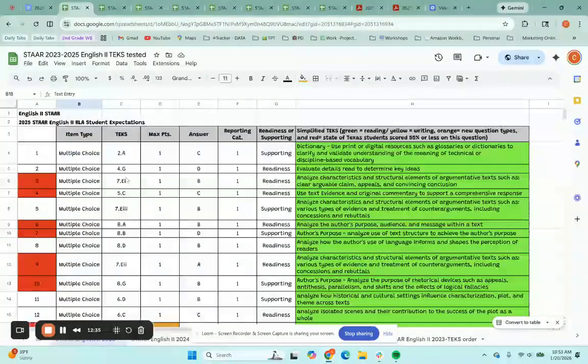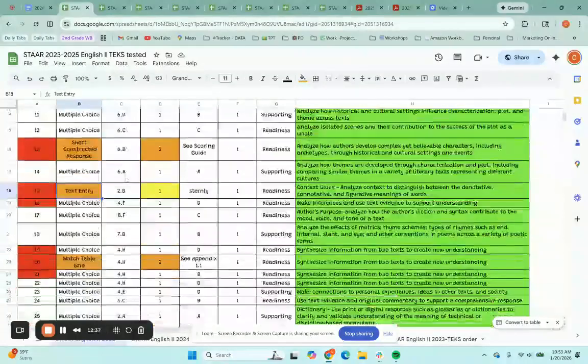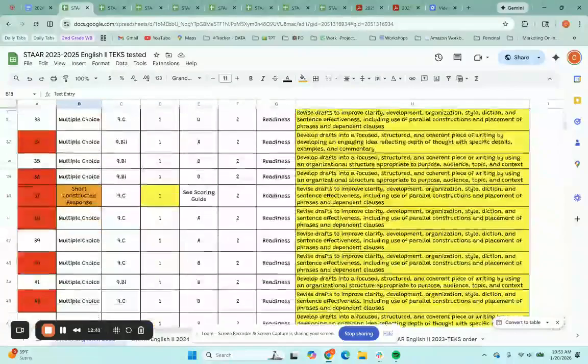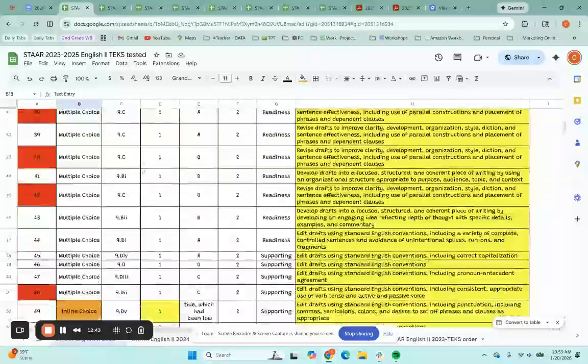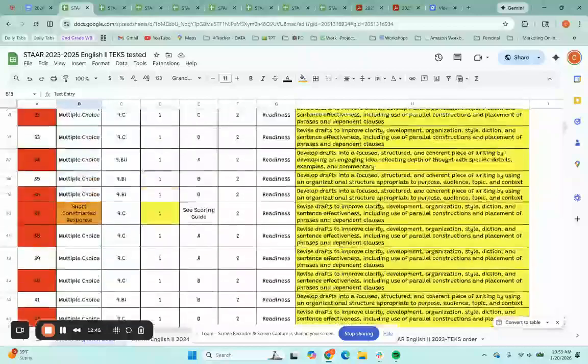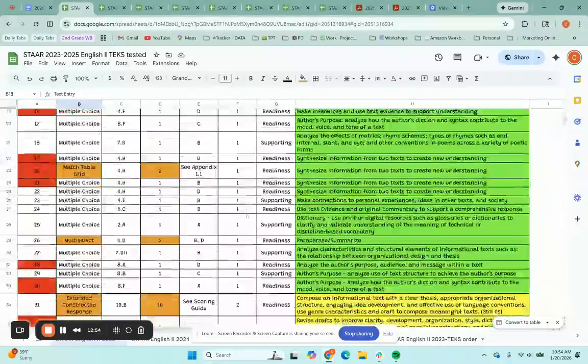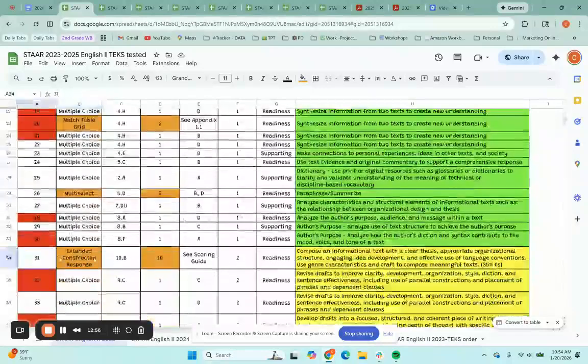So it's always going to come in the first half of the test, which I coded green here, and that is reading. The second half of the test is yellow, and that is writing. So the test is designed where the reading questions are all going to come first. That's where you're going to see the SCR. The last question in the reading section is going to be the ECR.